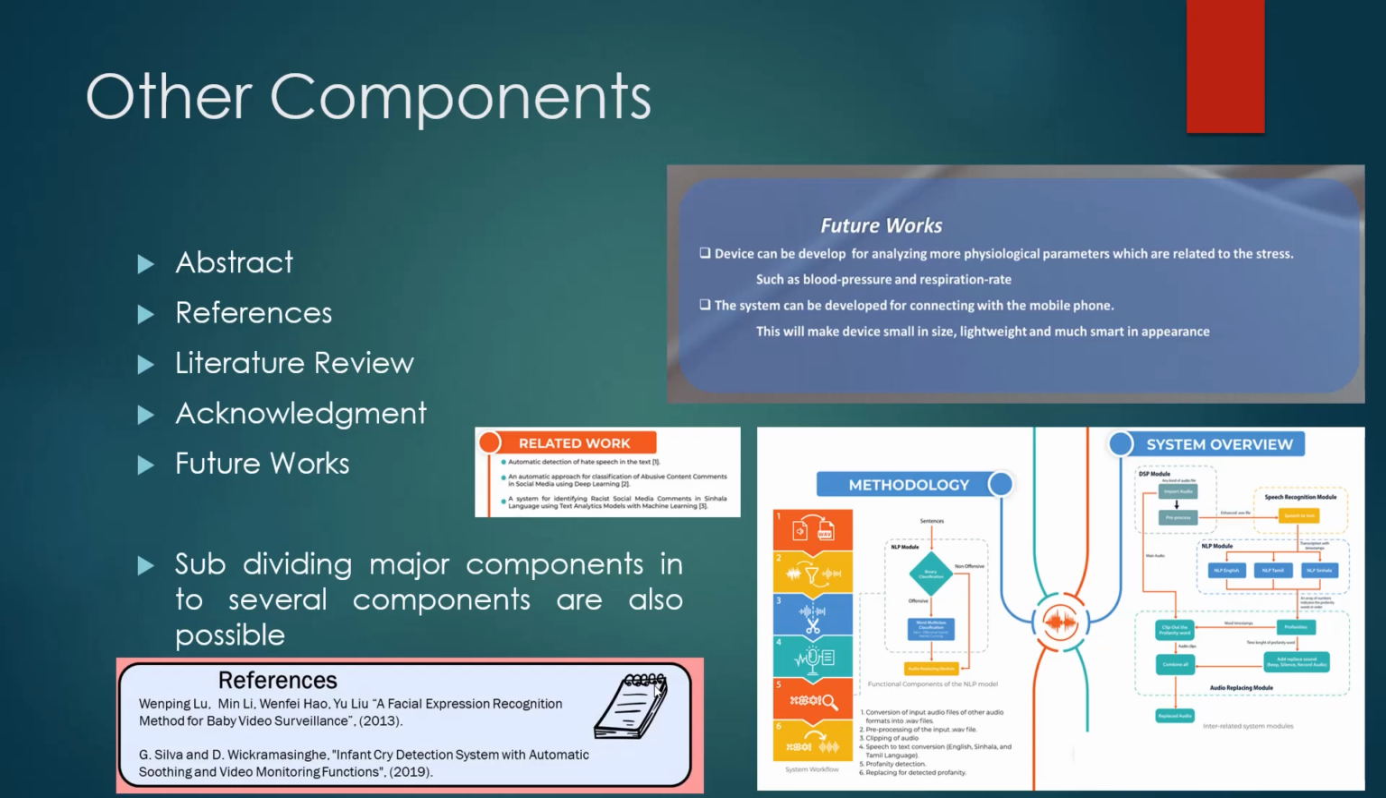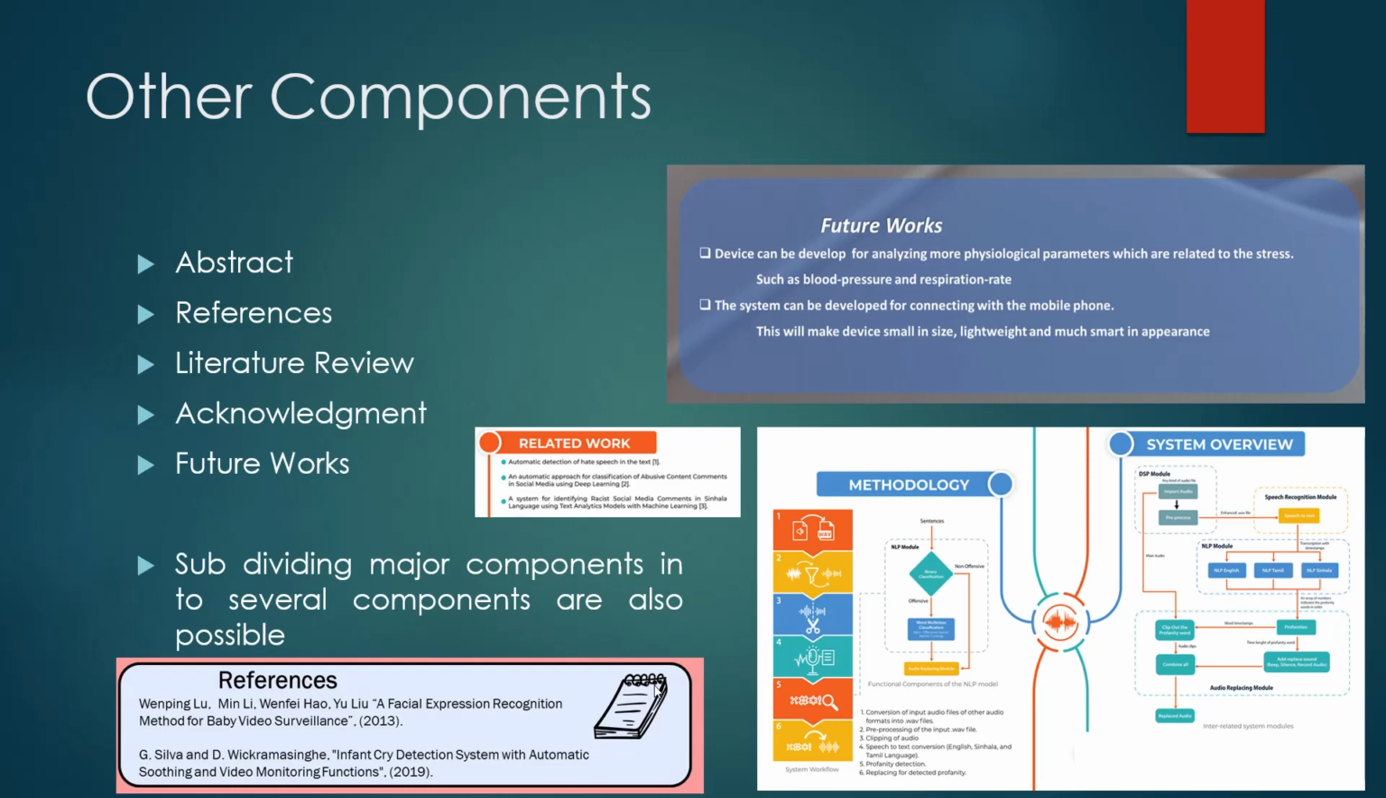Apart from the above major components, you may include the abstract of your research, references, literature review, acknowledgement, future works, and many other elements of a research paper or a dissertation in a poster. Subdividing major components into several components is also possible. In the given examples, the methodology includes another sub-element called system overview. Up to now we have discussed the components of a poster.